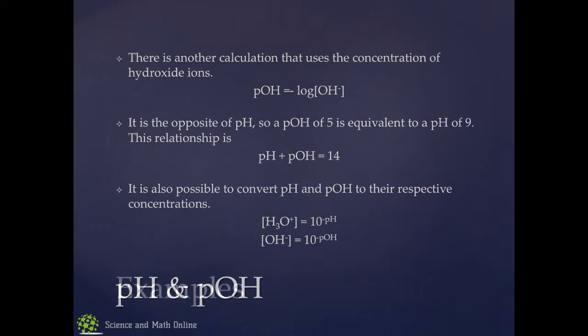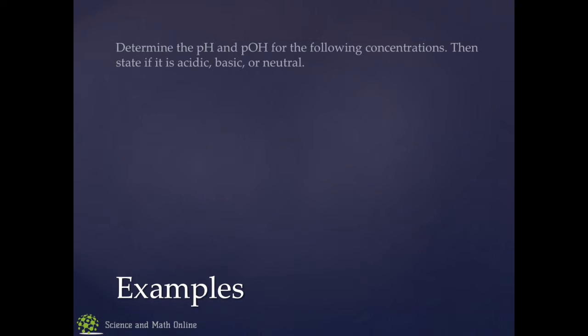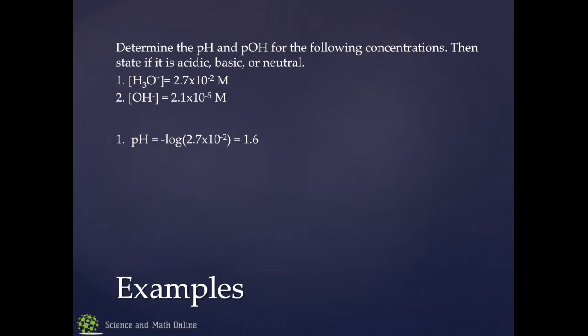So let's look at a couple examples here. Let's determine the pH and pOH for the following, and then say whether they're acidic, basic, or neutral. Starting off with the first one, hydronium is 2.7 times 10 to the negative 2. We're going to take the negative log of that to find our pH, and that gives us 1.6. The pOH is just simply then 14 minus that. That gives me a pOH of 12.4.